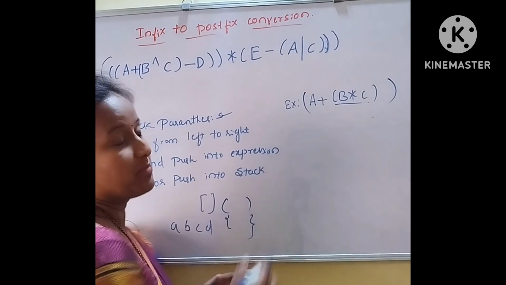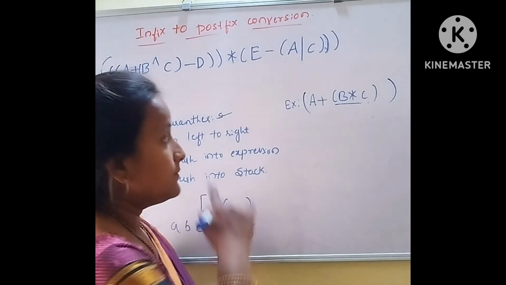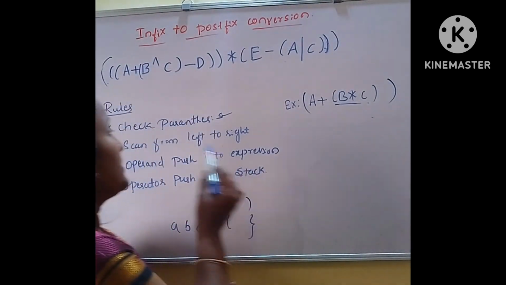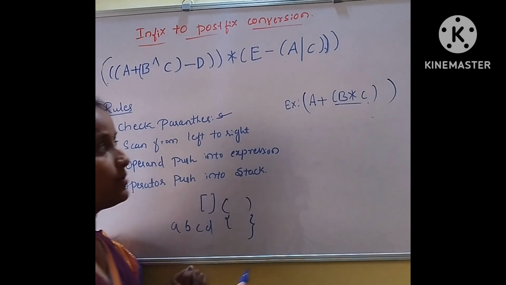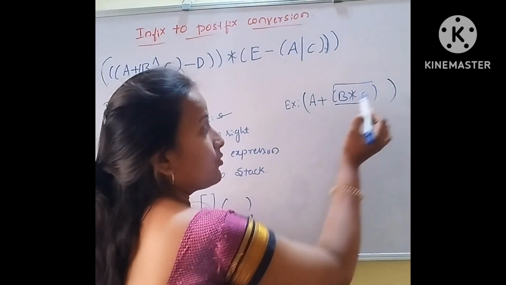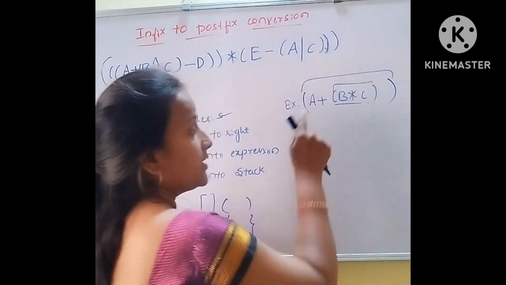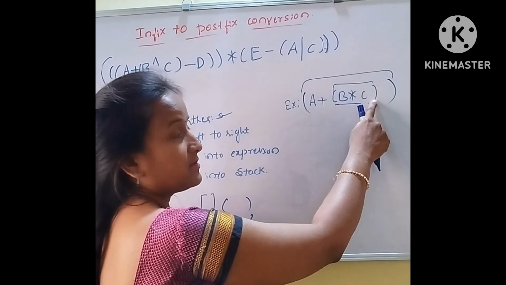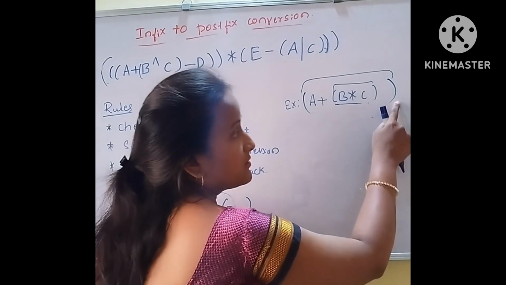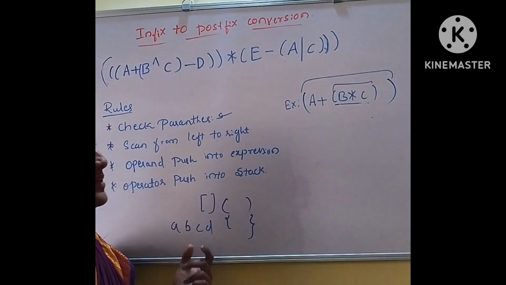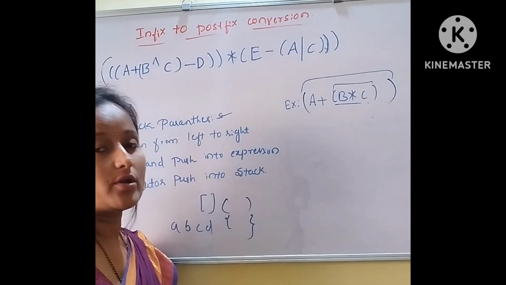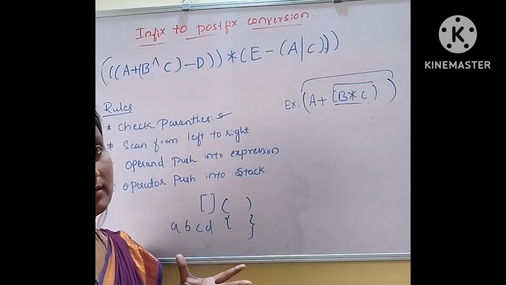Before that, I'm going to explain this small example here. See here, what is my first rule? Check the parentheses. We have to check how many parentheses are open and how many parentheses are closed. Here, this is open and this is closed, and this is also open and this is also closed. Always we have to give the first priority to the parentheses.